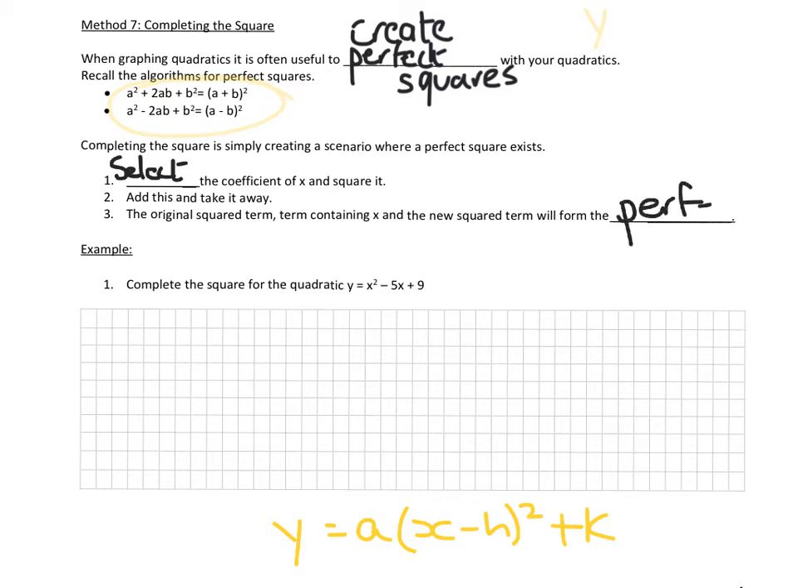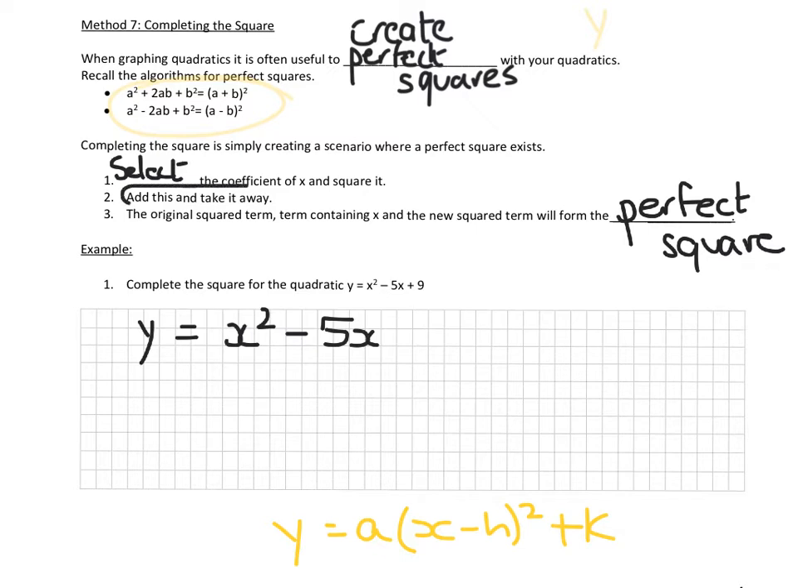So again, as always, it's easiest to look at this when we look at an example. So we've got here the example of y equals x squared take 5x plus 9. So if we do what we said we'd do, we'd select the coefficient of x. The coefficient of x is, in this case, negative 5. So I'm going to do x squared take 5x. Now I'm going to put my second term where it says add this and take it away. I'm going to put that next to the 5x.